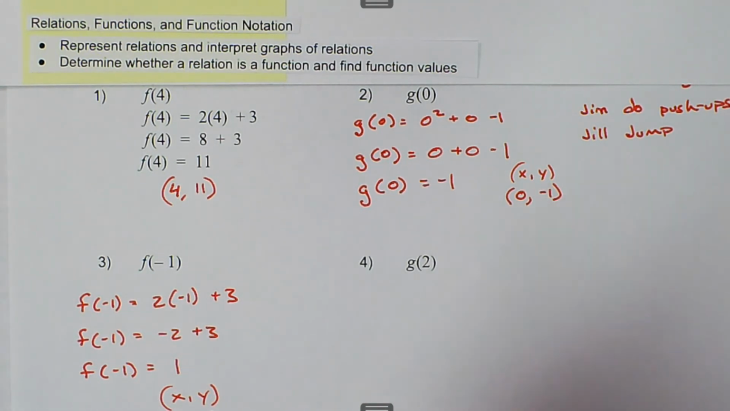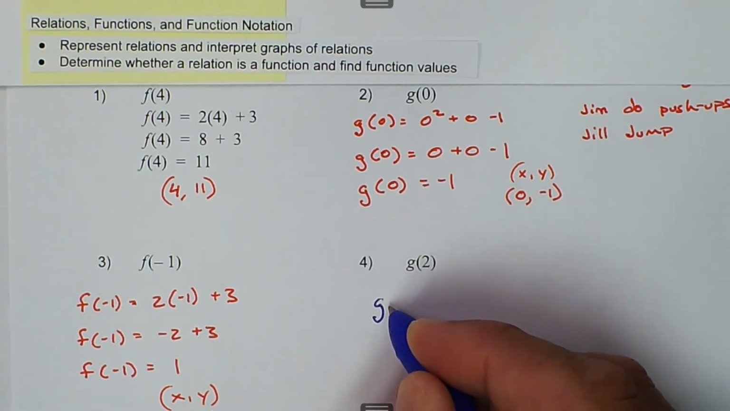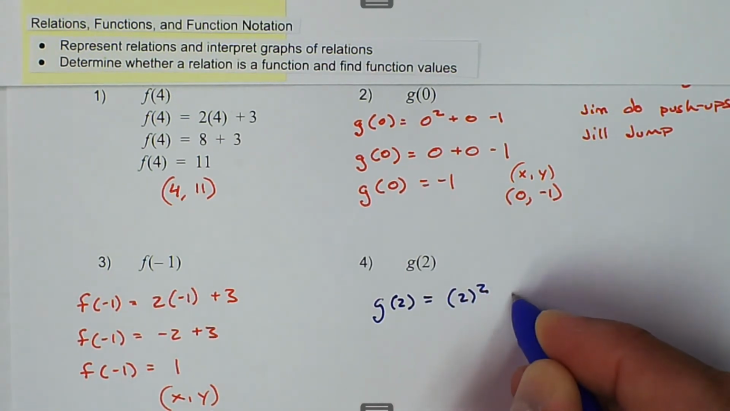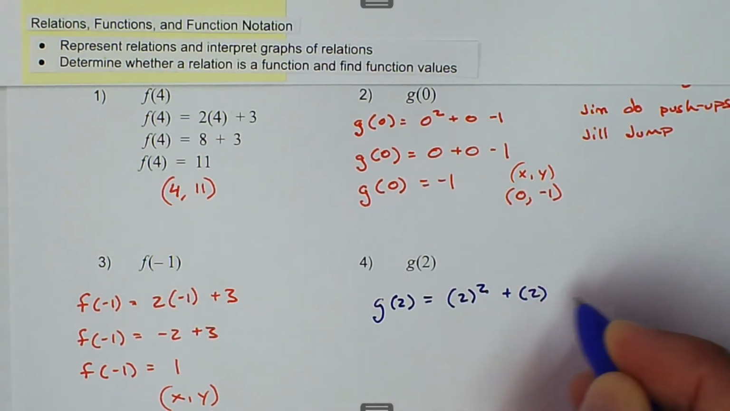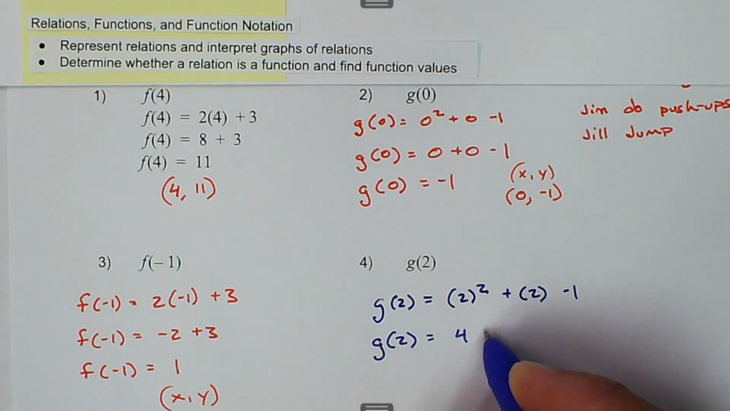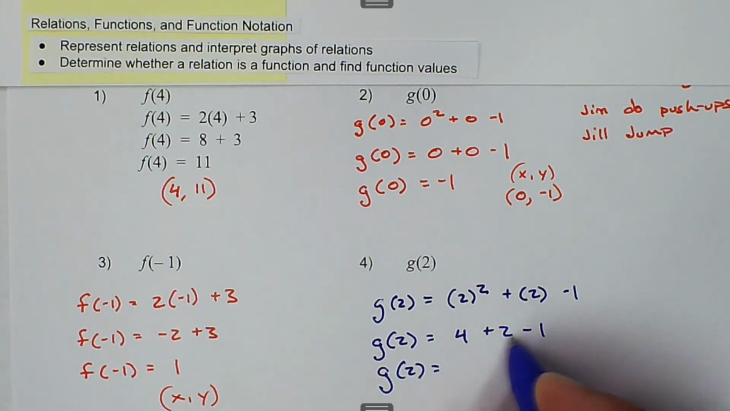And then we have another one. The function g evaluated at 2. So g evaluated at 2 is equal to 2 squared plus 2 minus 1. So the function g evaluated at 2 is equal to 4 plus 2 minus 1. The function g evaluated at 2 is equal to 6 minus 1, which is 5.